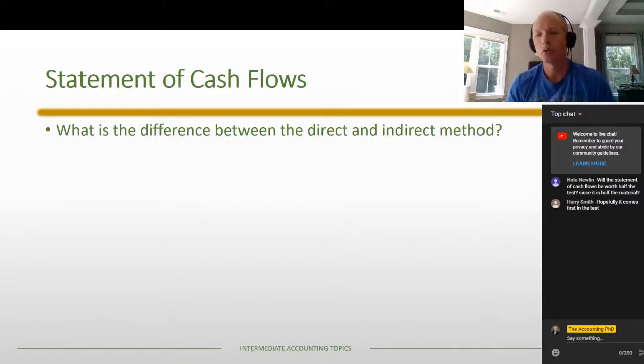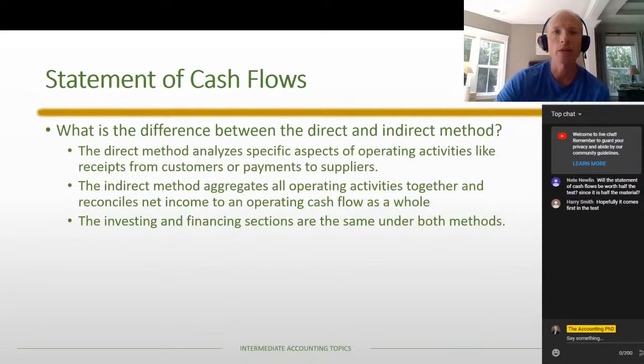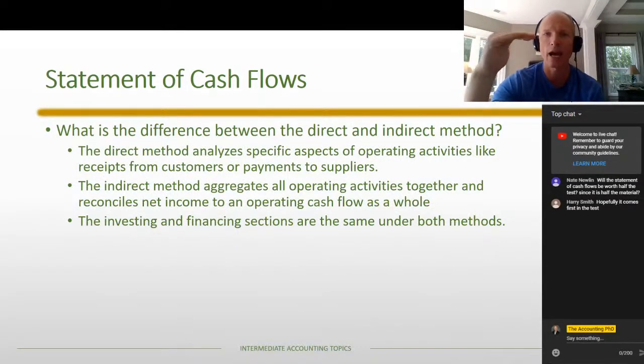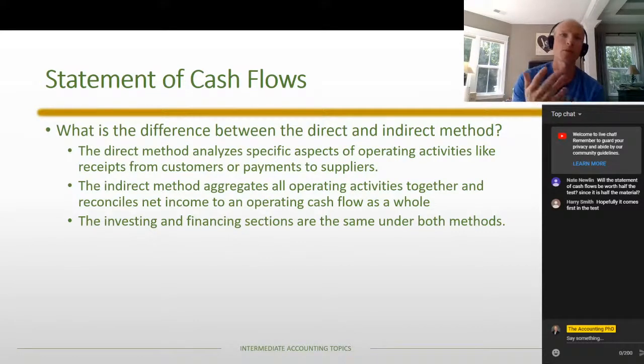All right, so there are two methods for creating a statement of cash flows, the direct method and the indirect method. The direct method goes through what I would call an item by item approach. It goes through specific aspects of the operating activities, and you report a cash flow related to every single one of those activities. So receipts from customers, payments to suppliers, payments to employees, payments for interest, payments for taxes, whatever it might be. The direct method highlights every single one of those payments individually.